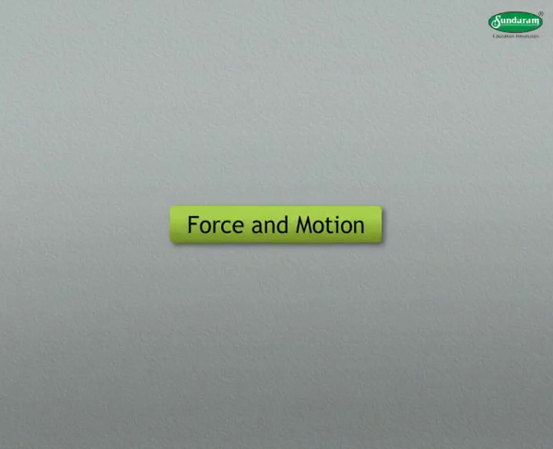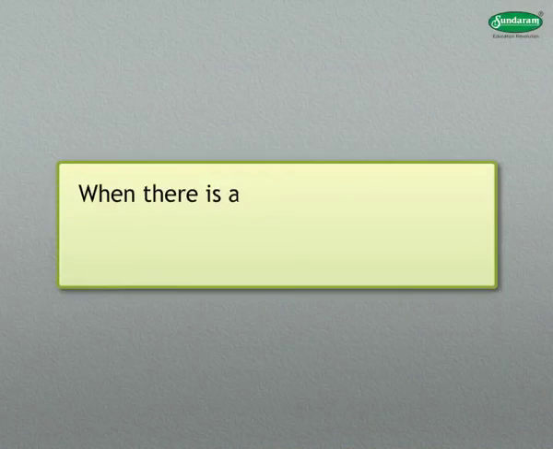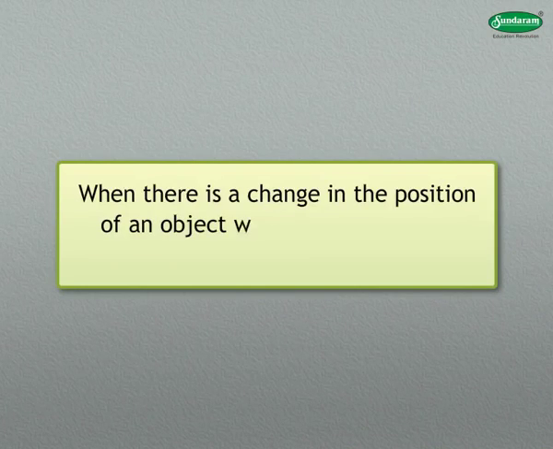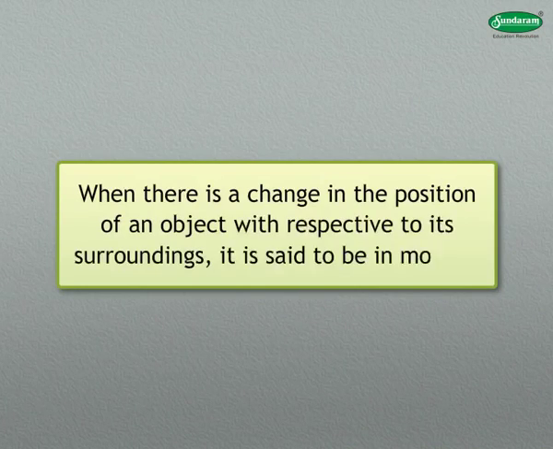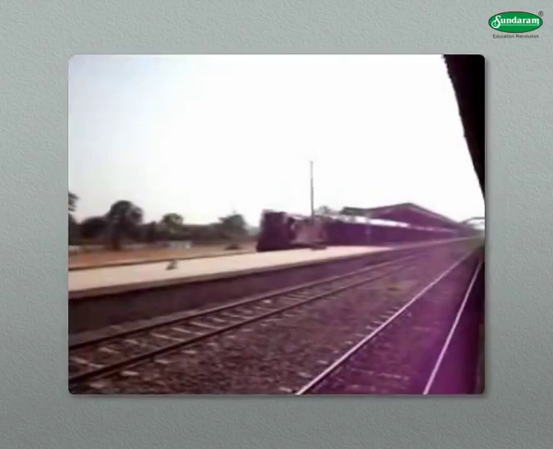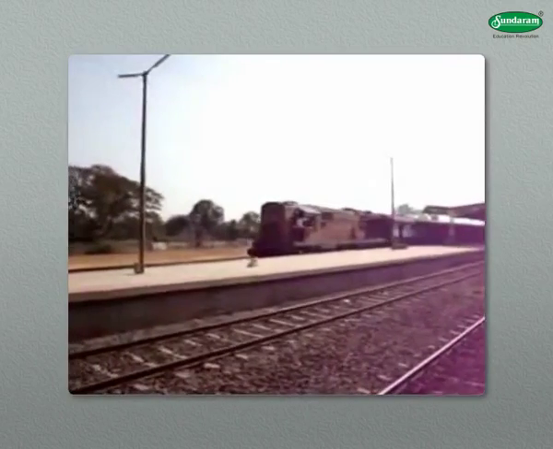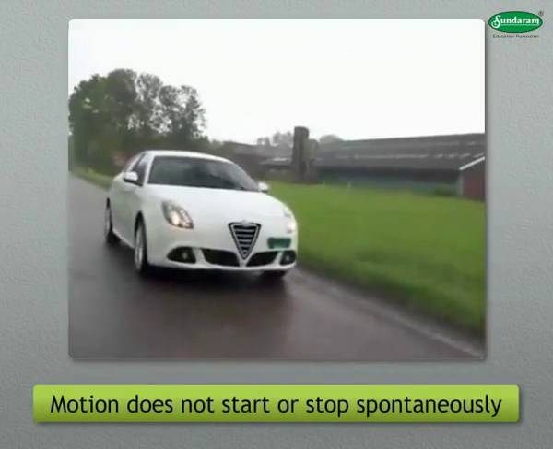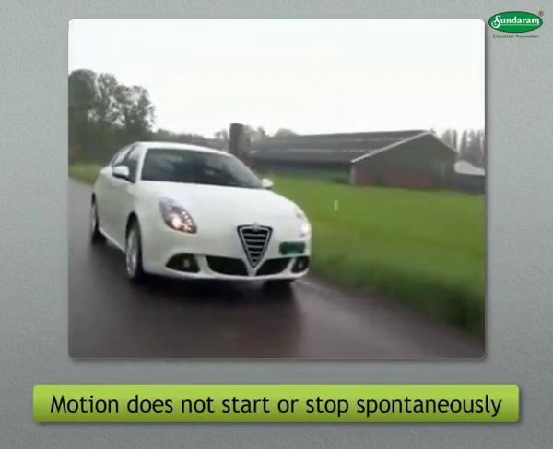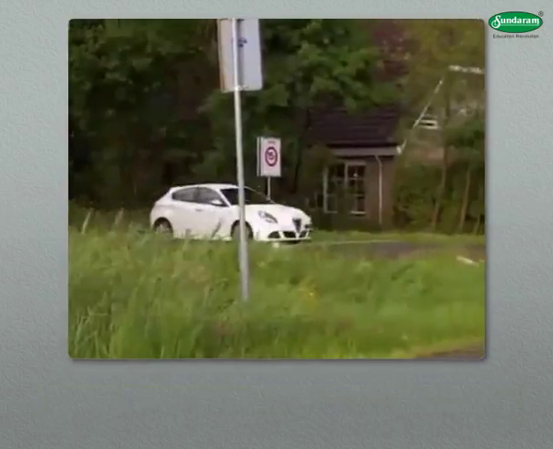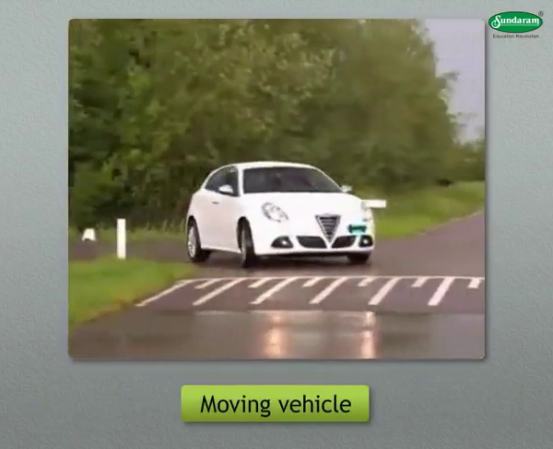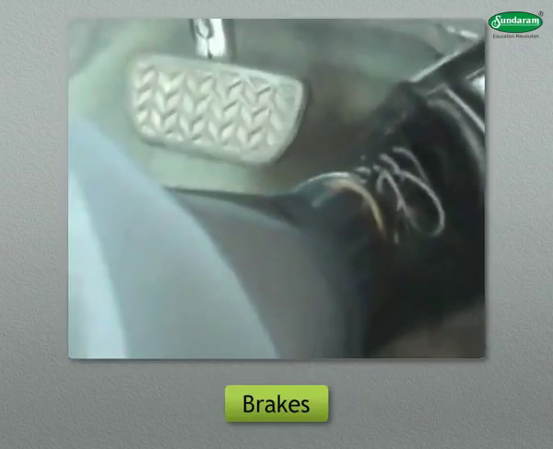Force and motion. When there is a change in the position of an object with respect to its surroundings, it is said to be in motion. We can bring a body in motion and can also stop a moving body. Motion does not start or stop spontaneously. We cannot stop a moving vehicle without applying brakes.